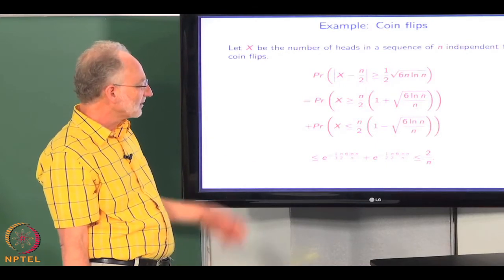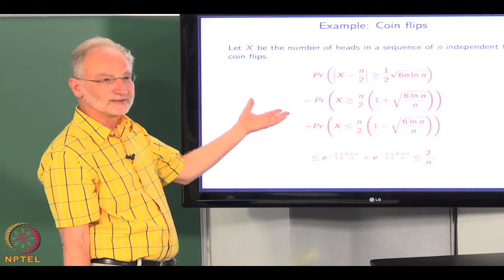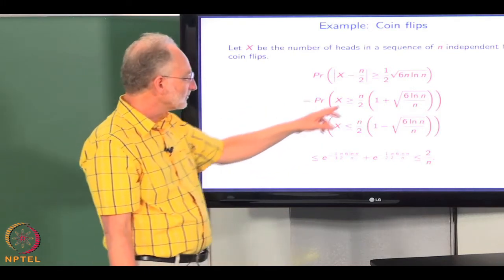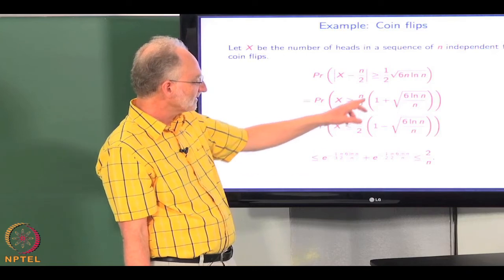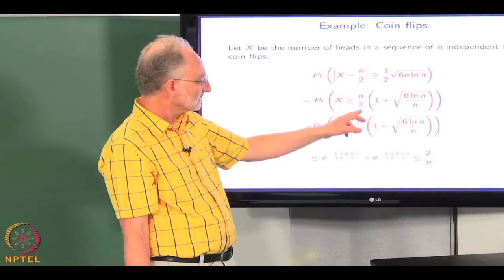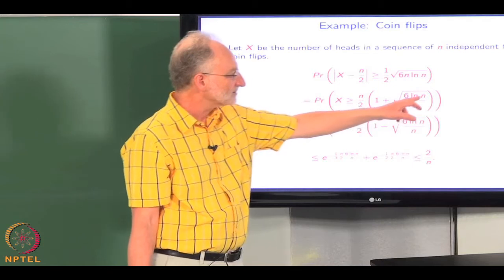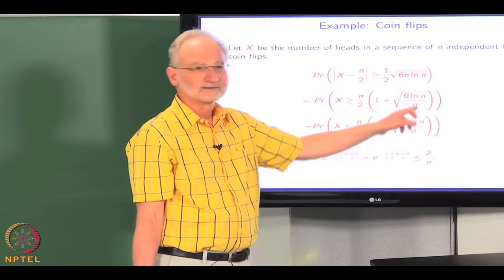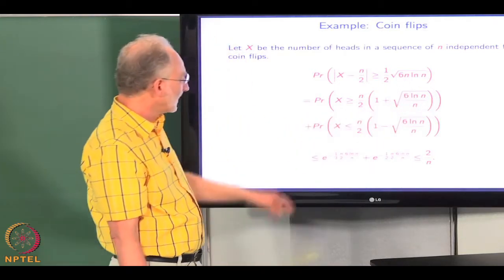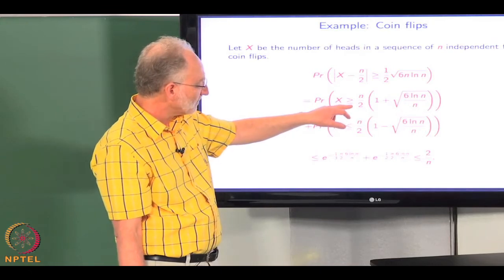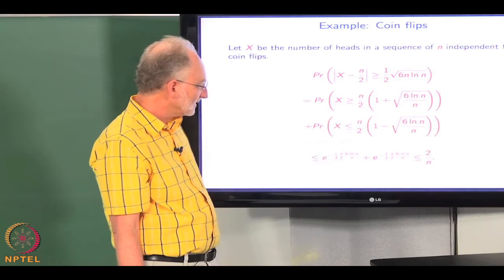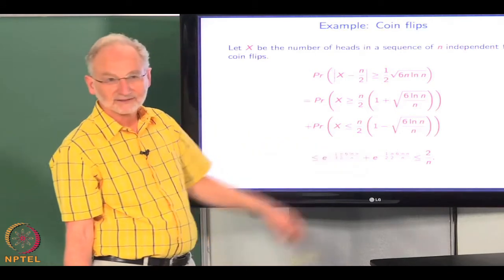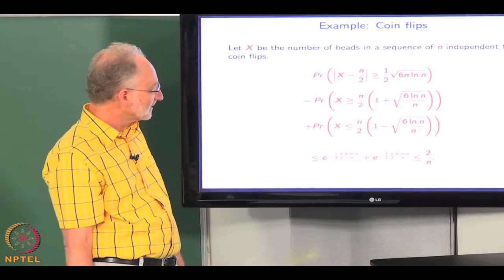Okay? So now we plug it into the Chernoff bound. So to plug it in, we have to write it a little bit differently. We want to ask what's the probability that X is greater than the expectation plus a deviation. Okay? And we look for the one going up above that or below that. Okay? And we get that the probability is 2 over n.